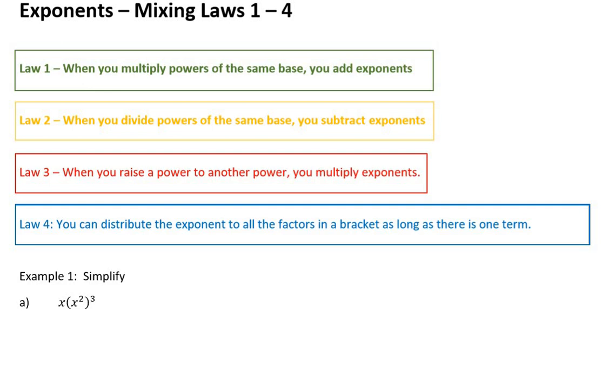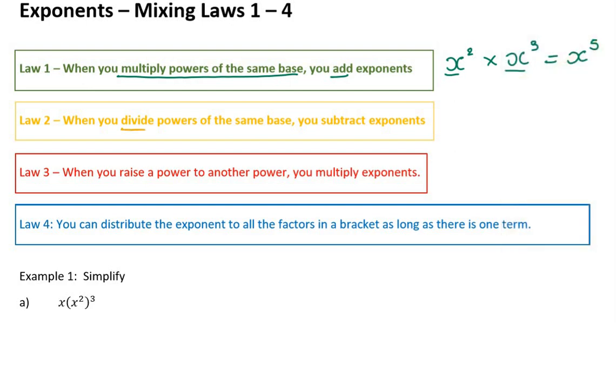The first law said that if you multiply powers of the same base, so if you have something like x squared and you multiply by x cubed, because remember the base is the x's, you must add exponents. So this would be x to the power of 2 plus 3, which is 5. So that's our first law.